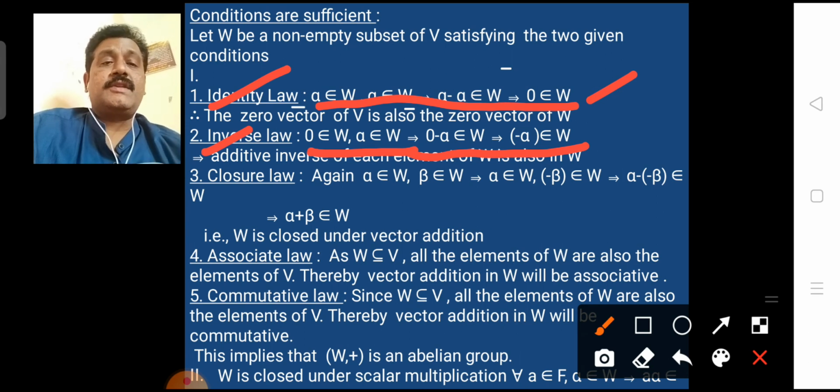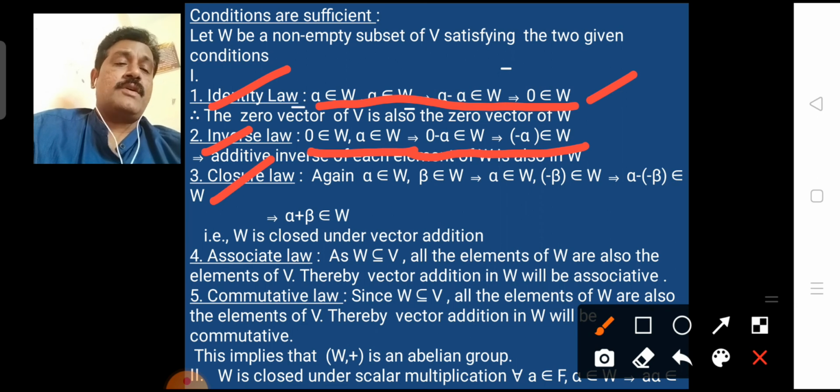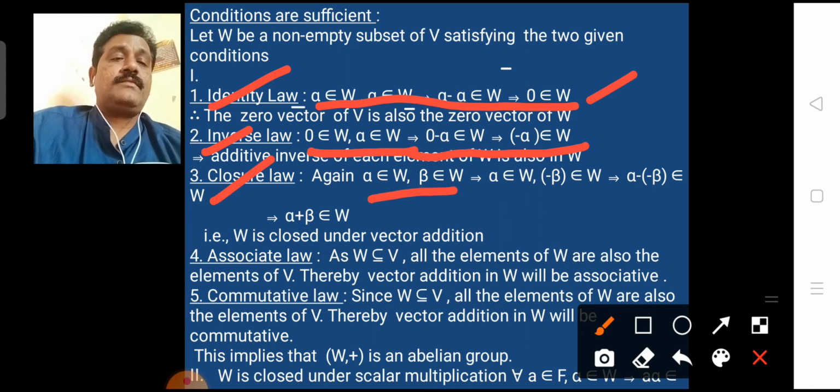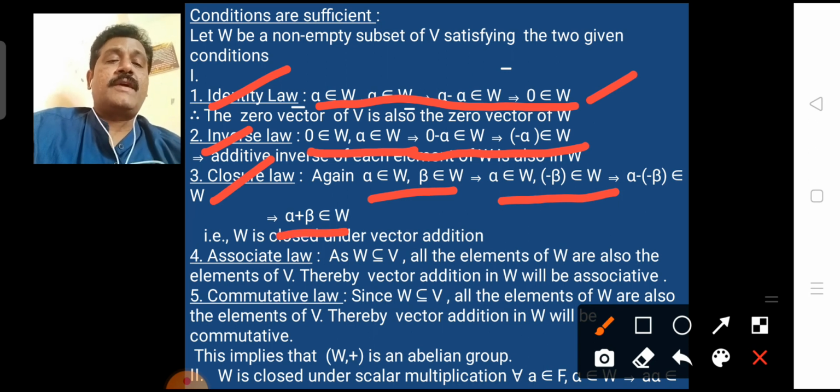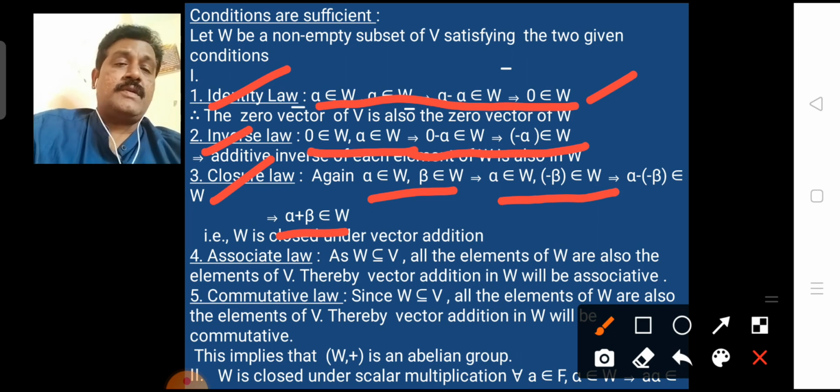That is 2. Now 3, closure law. Again take alpha, beta belong to W. Since by the inverse law beta belongs to W implies minus beta also belongs to W. From the first condition, alpha minus (minus beta) belongs to W, implies alpha plus beta belongs to W. This is closure law. So, W is closed under vector addition.